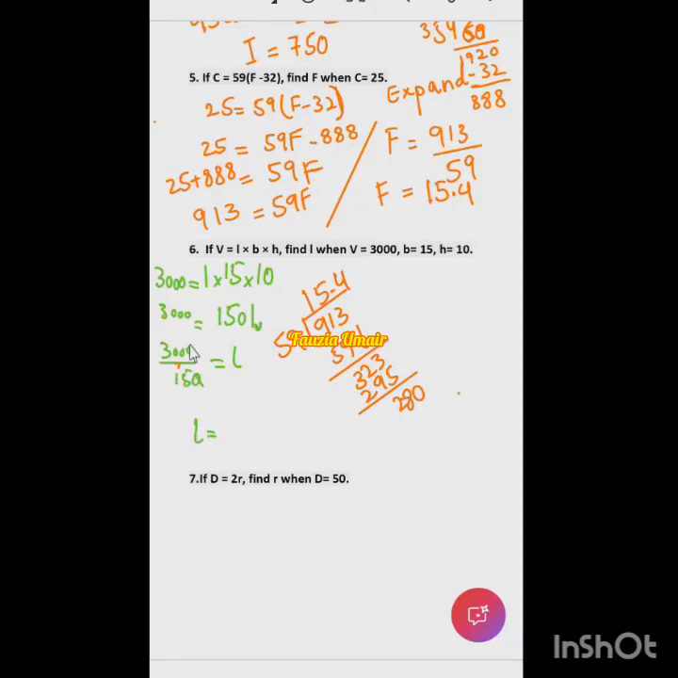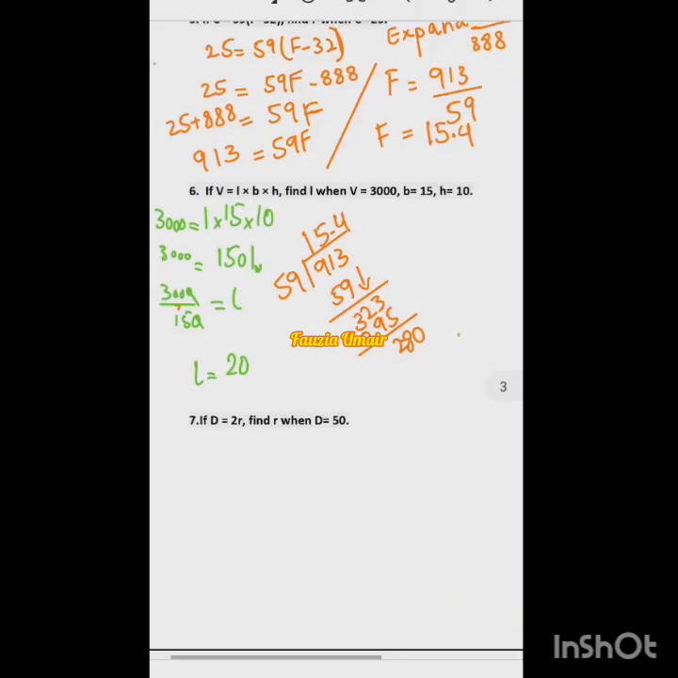0 can be cancelled and 15 twos are 30. So ये कितना आ जाता है आपके पास? 20, right? So you can find the length of that cuboid जिसका volume 3000 है and the base is 15 and height is 10, right? So 20 would be the length.